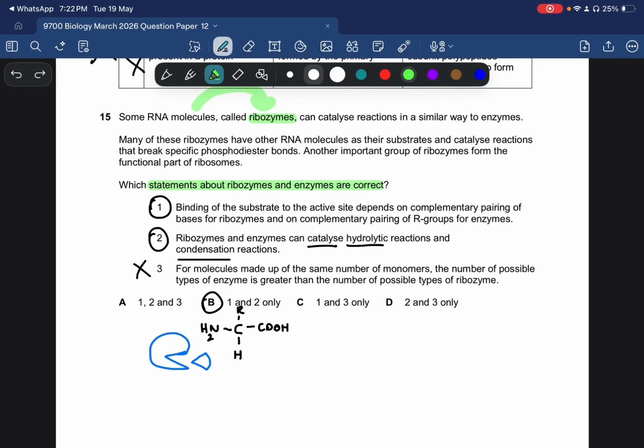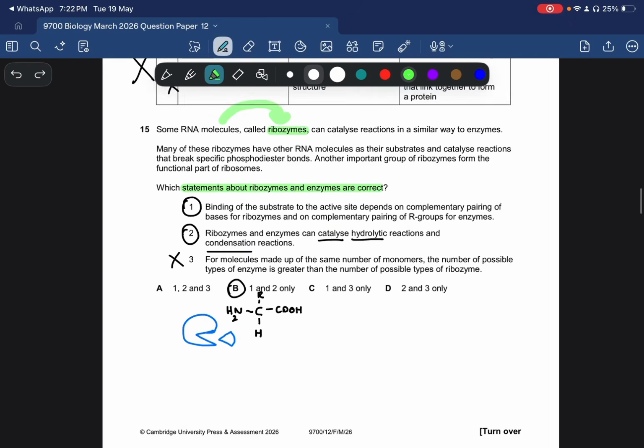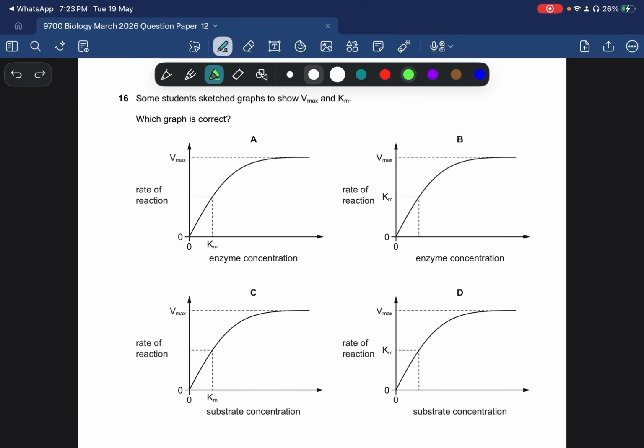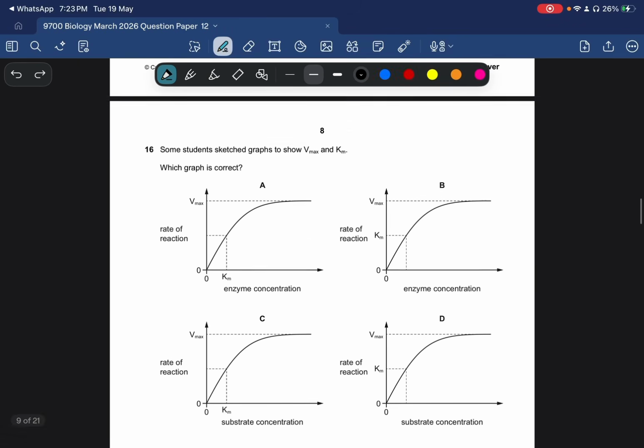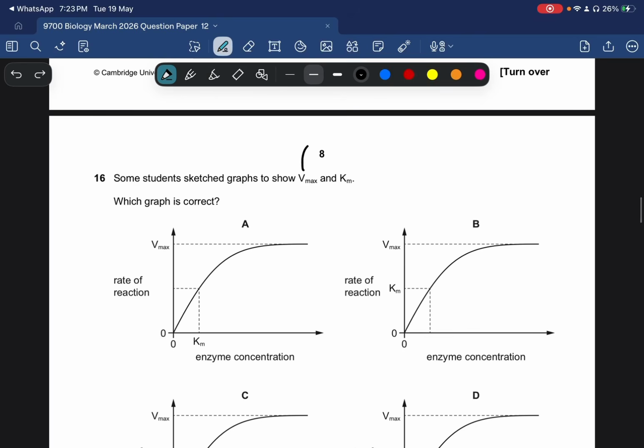How can we be sure that this is correct? So B is the answer. Question 16. Some students sketched graphs to show Vmax and Km. What is Vmax? Vmax is basically the point at which the reaction is working at its full capacity, right?